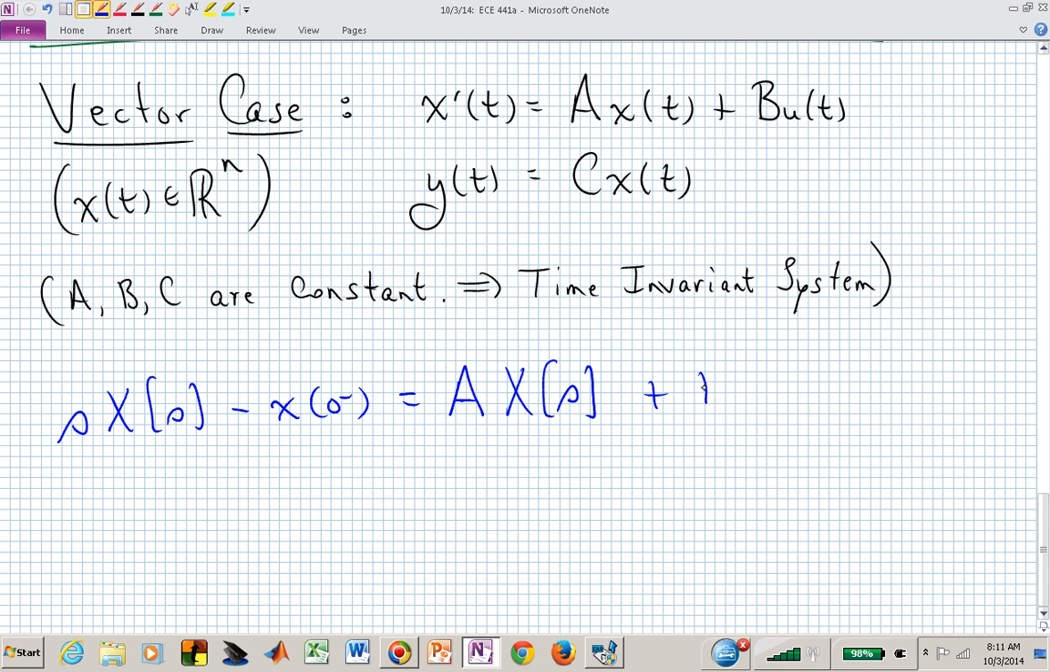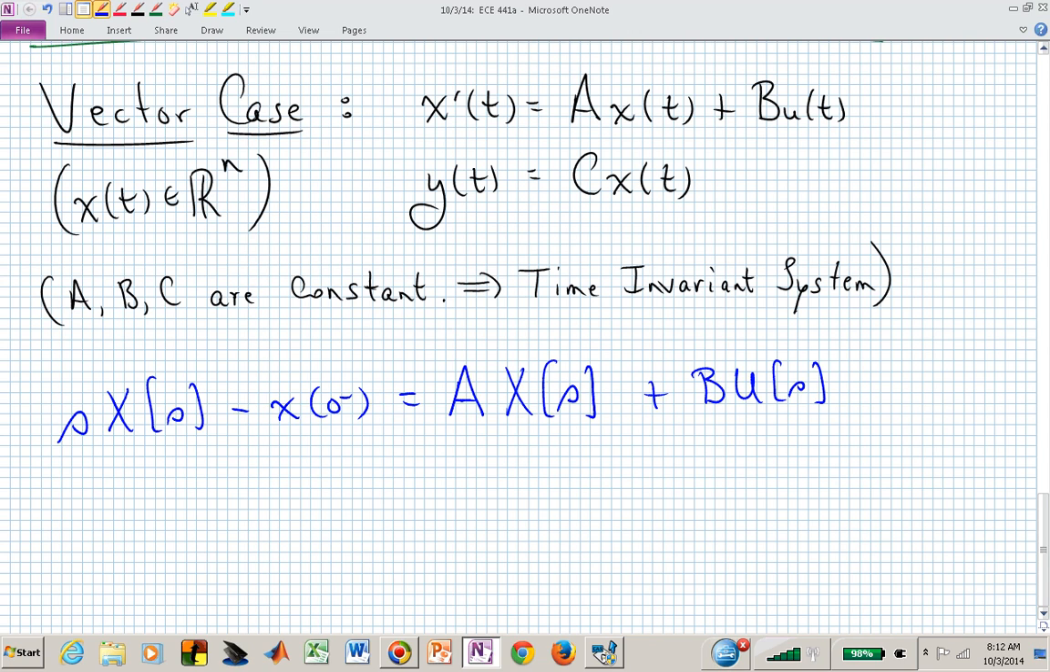The same process can be applied to b times little u of t, which when Laplace transformed becomes the matrix B, which was constant, times the Laplace transform of u of s. And u really could be a vector. We could have four different inputs that we're applying, and we know where those might come from if we had a translational mass spring damper system. We might have many different input forces, for example.